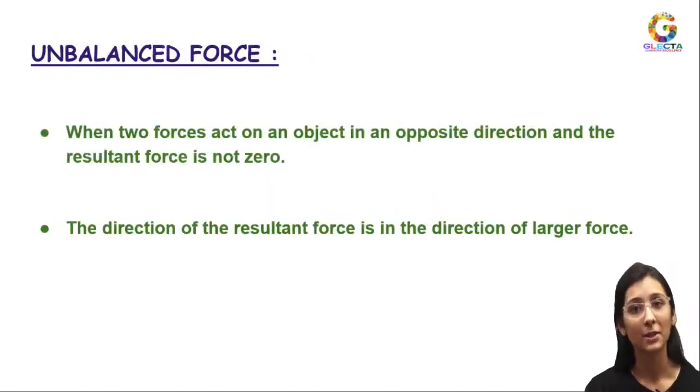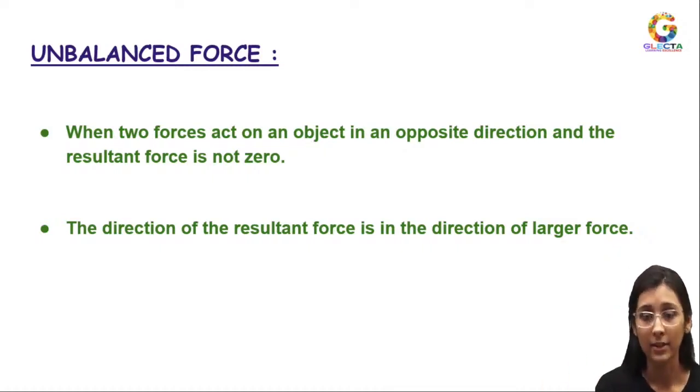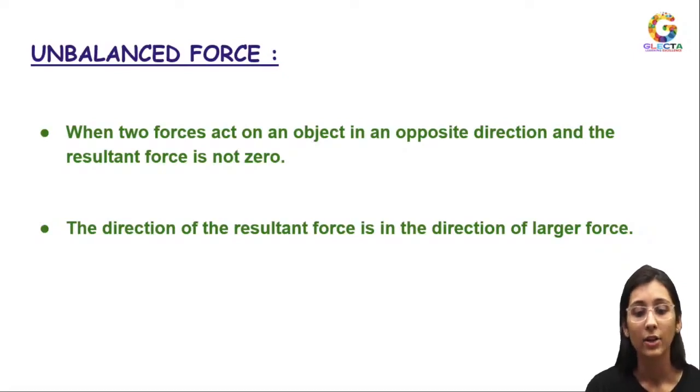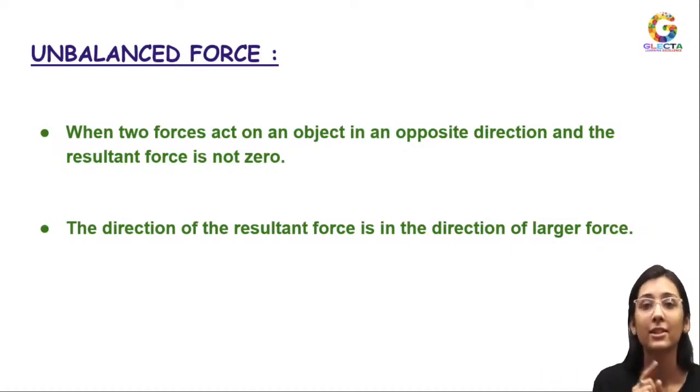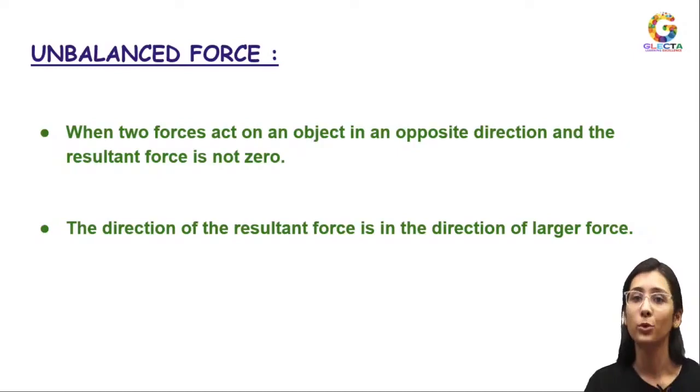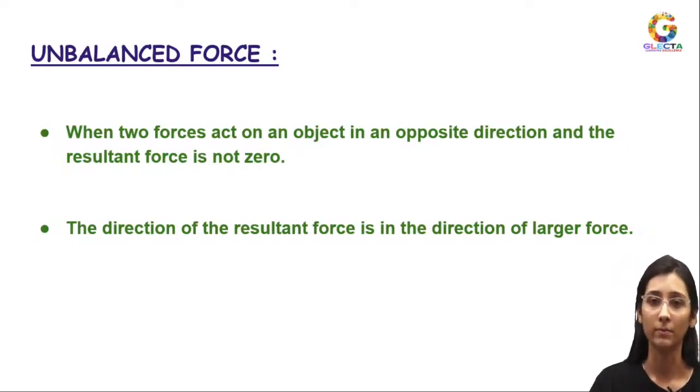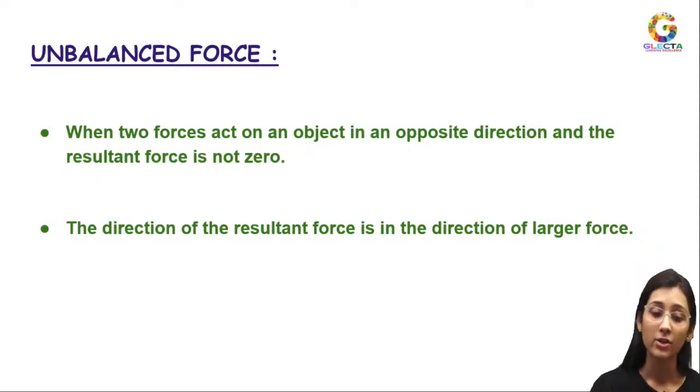Okay. The next term is unbalanced force. When I say unbalanced force, you can relate it with something which is not at its state of balance. So when two forces act on an object in an opposite direction and the resultant force is not 0, that means you applied two forces from opposite directions over it and the difference of those two forces is not 0. That means the box will move in one direction or the other. Alright? The other thing says the direction of the resultant force is in the direction of the larger force.